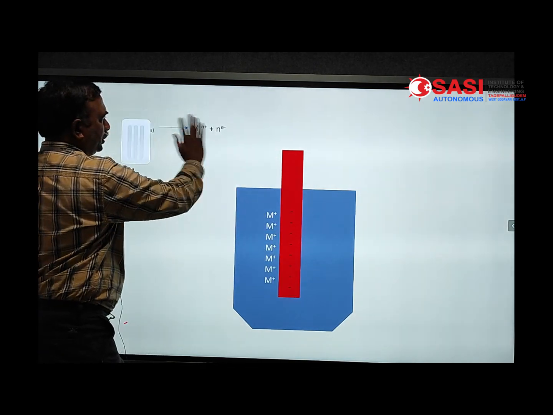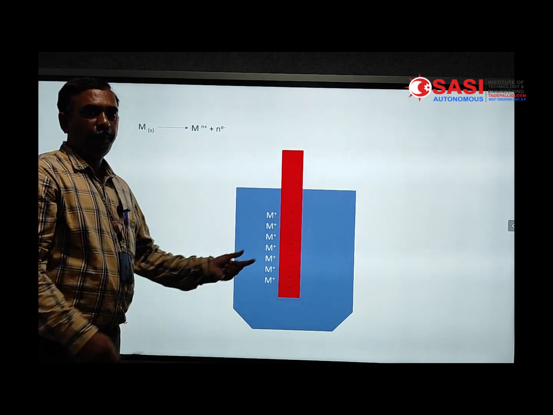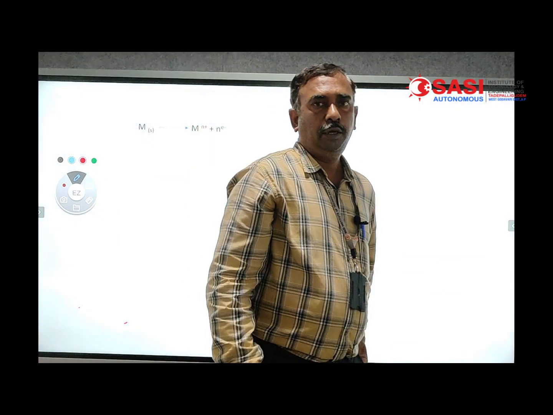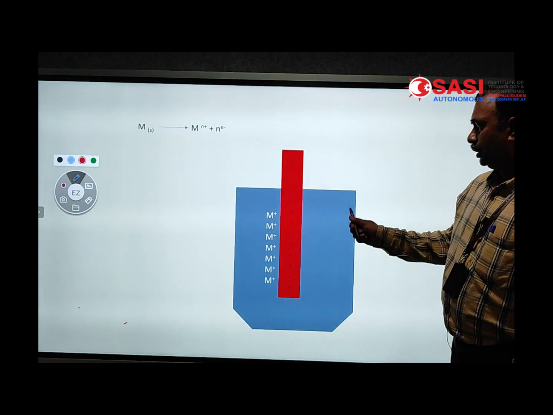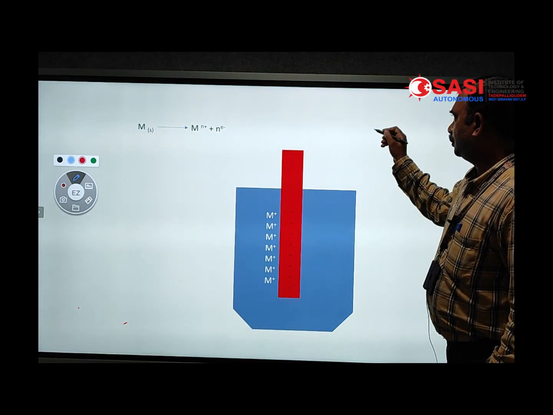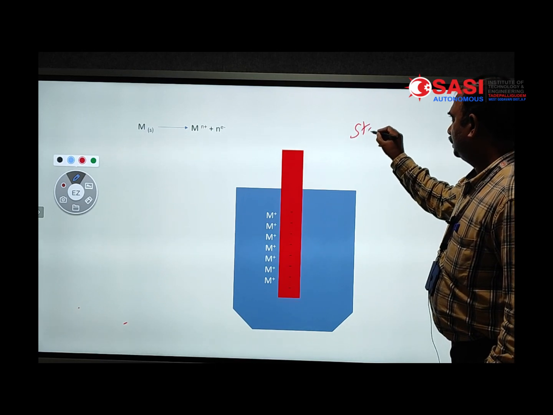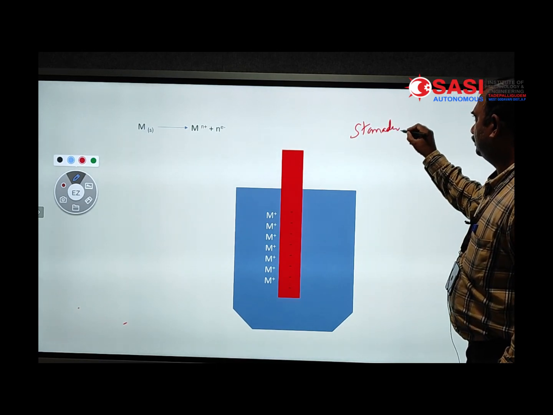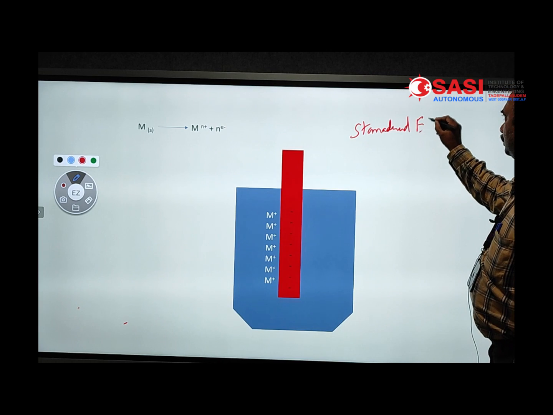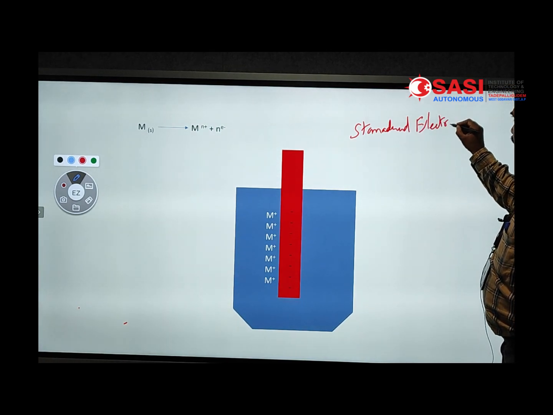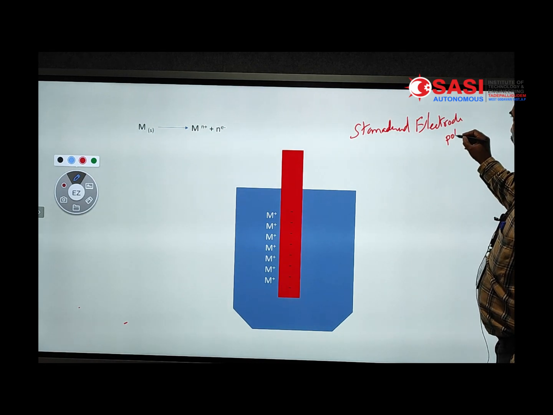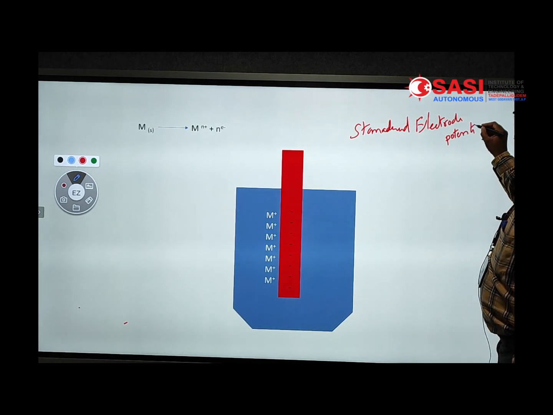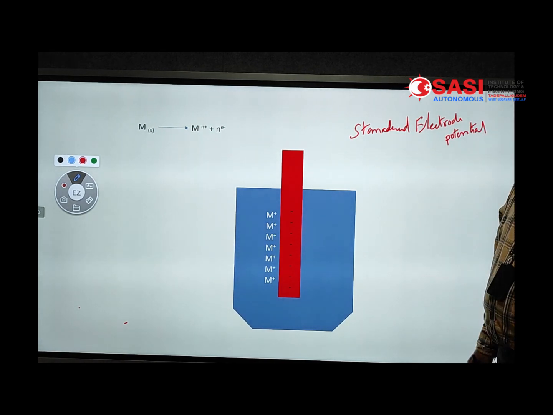So what is electrode potential? It is the potential developed at the interface between the metal and its salt solution. Similarly, what is called a standard electrode potential? Standard electrode potential. We have just talked about potential, but what is the difference with a standard electrode potential?